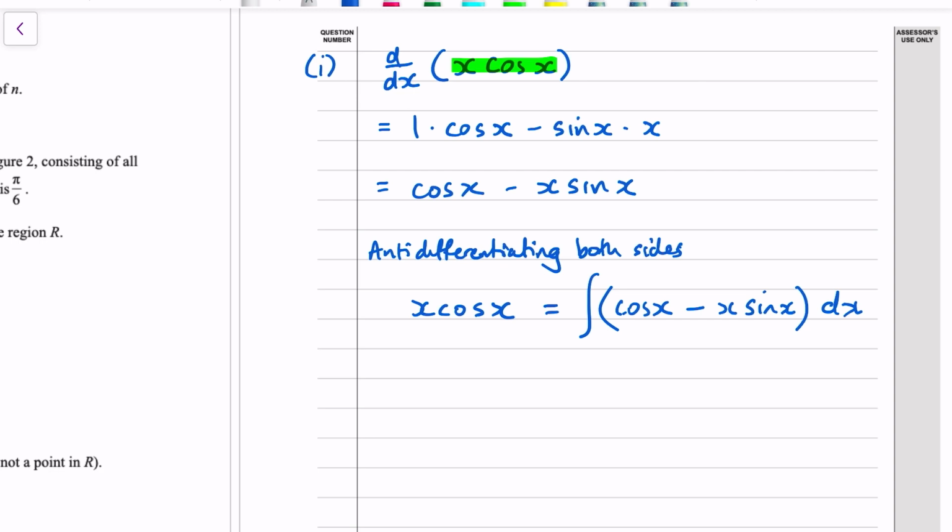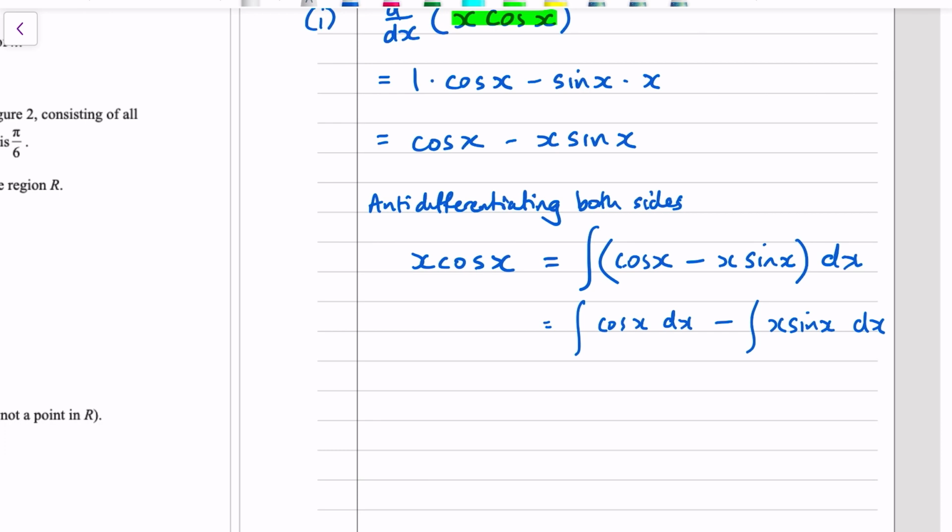Okay, but on the right hand side we've got an integral of a difference, which can be written as the difference of two integrals. It's a linear property of integrals. And this is the integral that the question wants us to find. So we can move that to the left-hand side of the equation to make it positive, and move the x cosine x to the right-hand side.